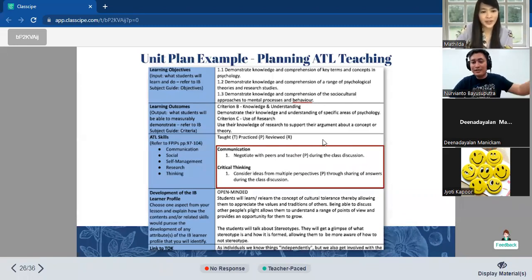Okay, so for example, this one, Miss, I think this is your lesson planning, just one example, the unit planner. Okay, so from what Bayu has shared, this way we don't need to dedicate a session specifically to teach SEL skills, because actually we already implemented our ATL teaching in our lessons. We just need to find the connections, and then we plan and explain it intentionally during our subject lesson.